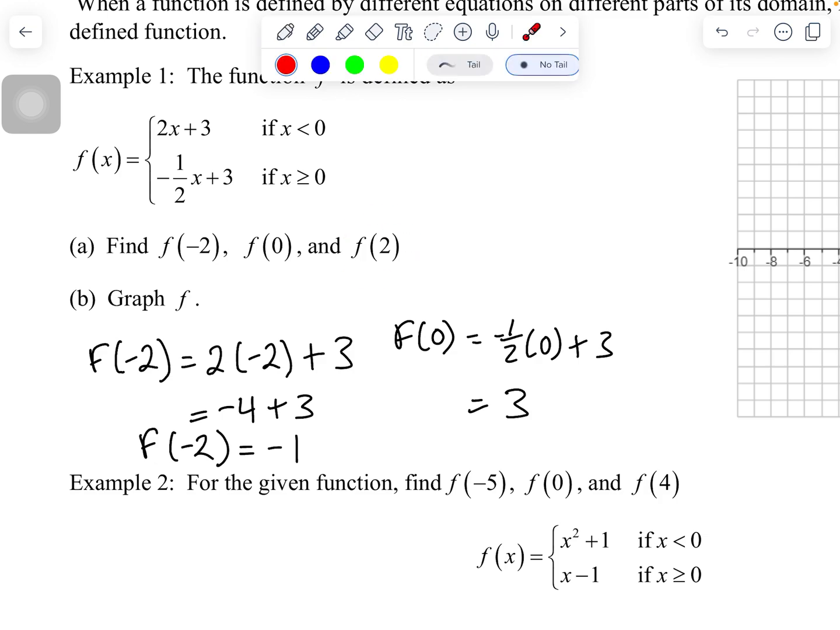And then for 2, because x is greater than or equal to 0, we'll plug 2 into that bottom one as well. Now, how we graph it. We graph linear equations. These are both linear equations, which is really nice. We graph them normally. But because it specifies that this one is less than 0, at 0 we will have an open hole. At 0 here, we will have a closed circle because we have that line. So that's something you've gotta watch out for with piecewise functions.